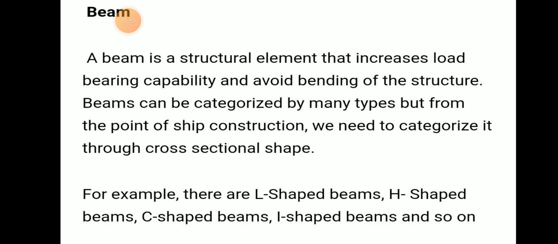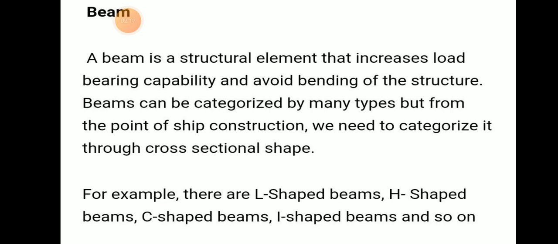Mainly they are categorized based on the cross section shape. There are L-shaped beam, H-shaped beam, C-shaped beam, and I-shaped beam. L, H, C, I. These are the different shapes, and so on.